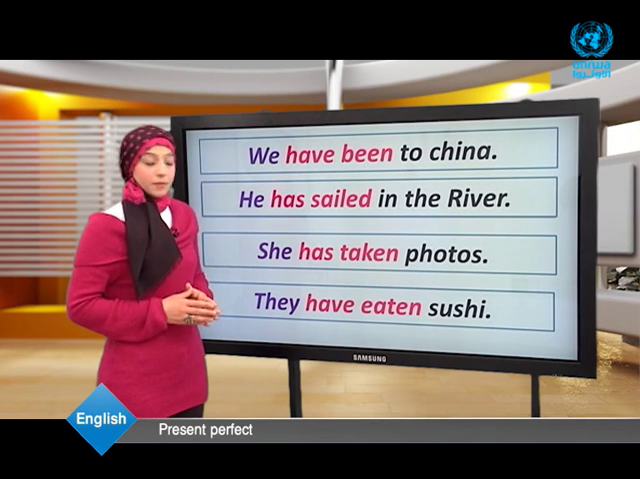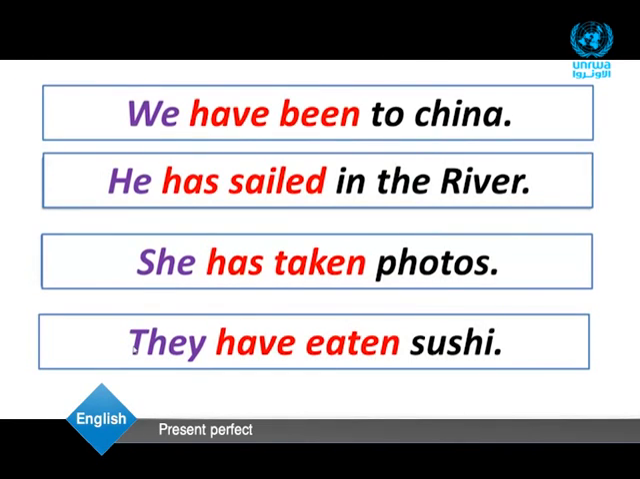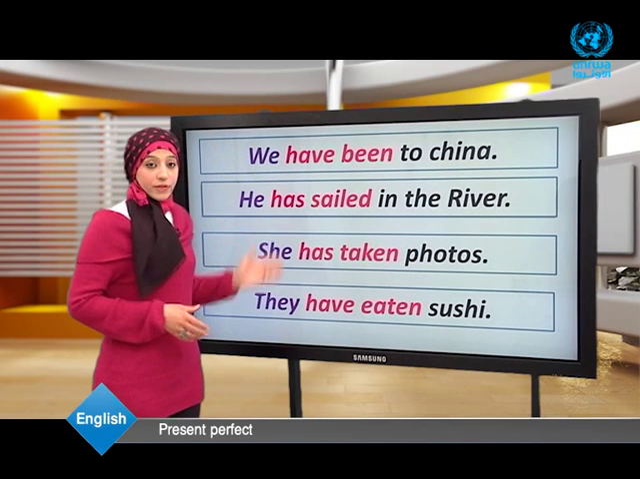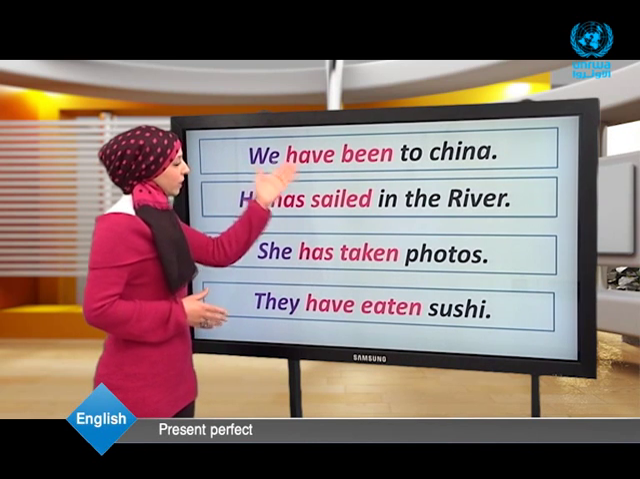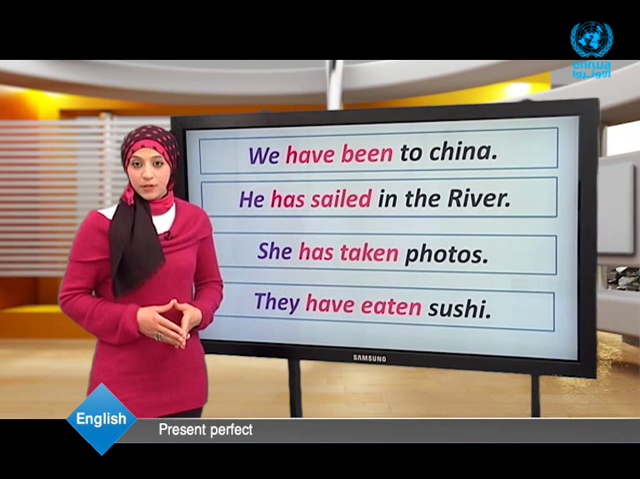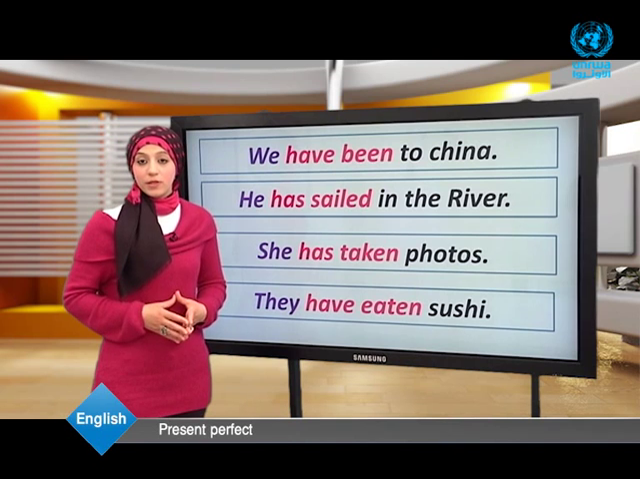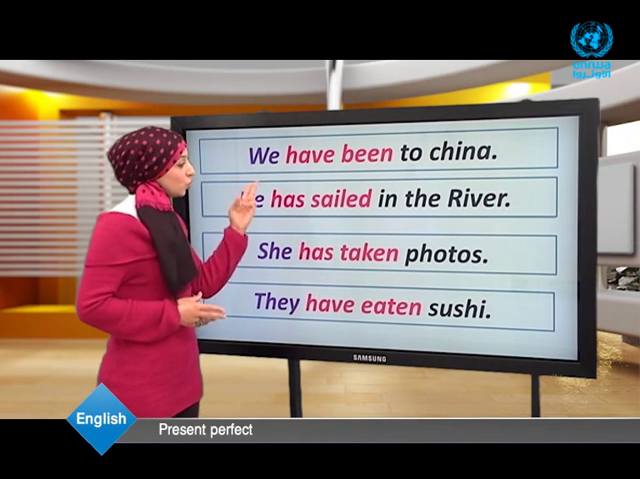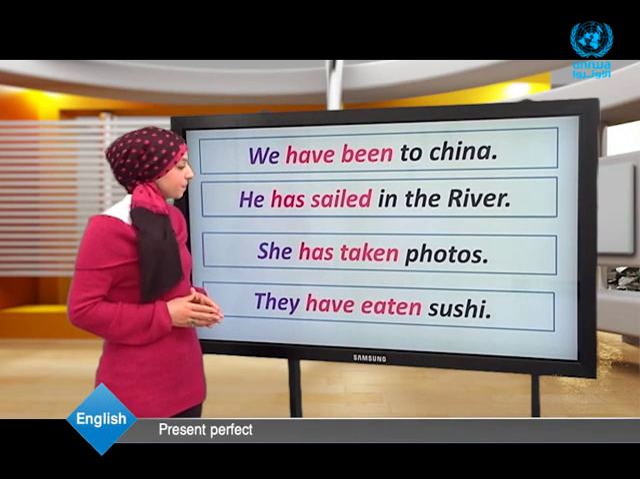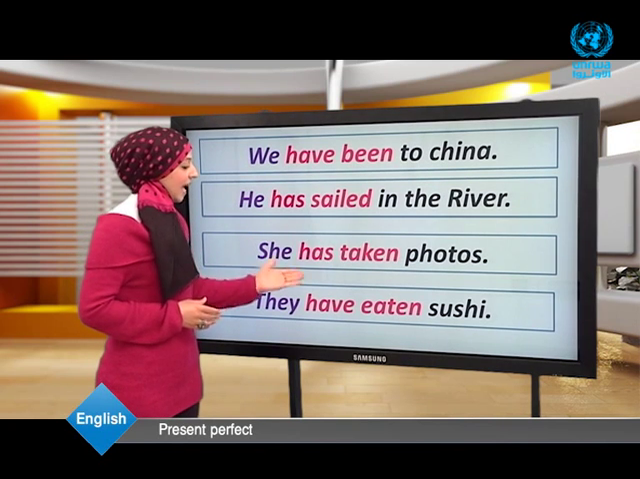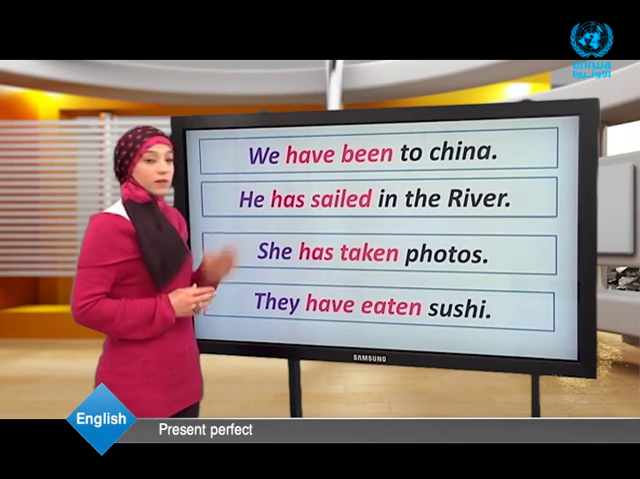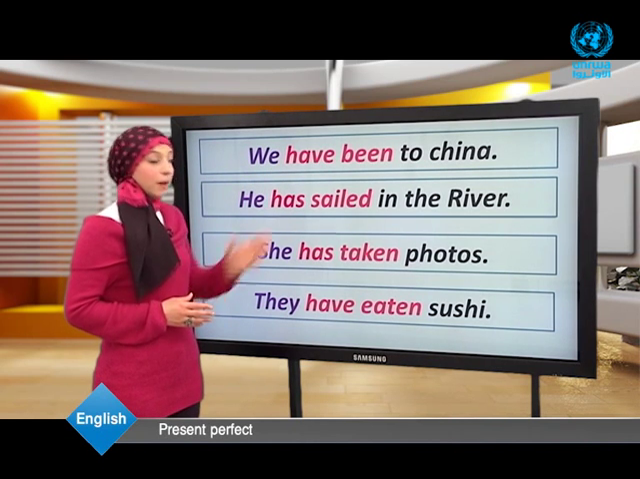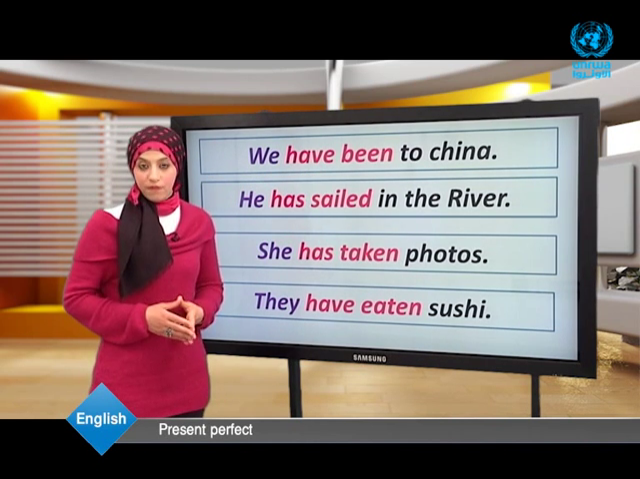Now, let's look together at these sentences. We have been. He has sailed. She has taken. They have eaten. All of these sentences have verbs in the present perfect tense. Now, look at the verb in each sentence. Is it one part or two parts? Two parts. Have been, has sailed, has taken, and have eaten. The helping verb have or has plus the past participle of the verb.